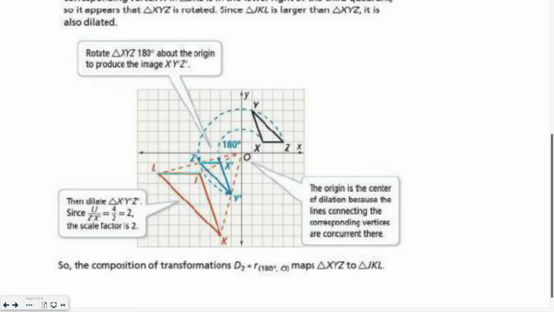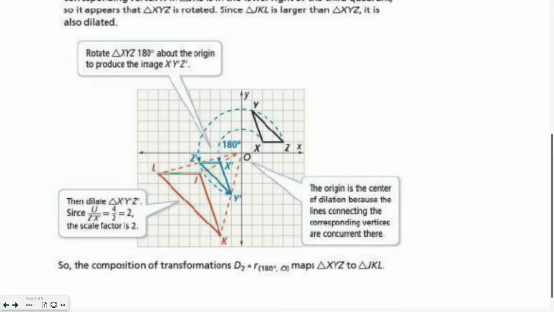So the origin is the center of dilation because the lines connecting the corresponding vertices are all concurrent there. And I feel like when I say that, you guys don't know what I mean. So let me say maybe an easier way to identify that the origin's the center of dilation. Remember yesterday when we used a point as the center of dilation? We would have to have a point drawn somewhere on here, and we don't.